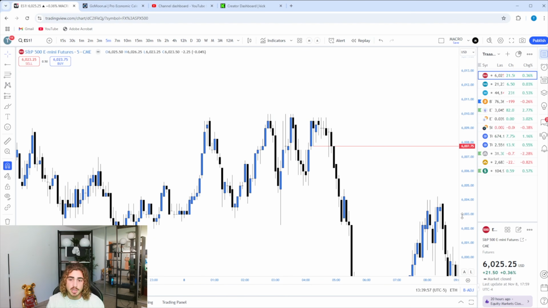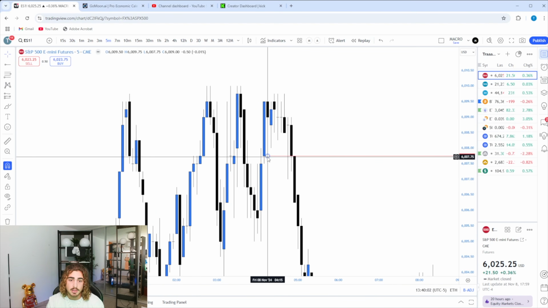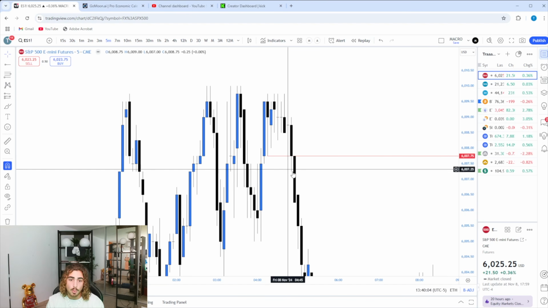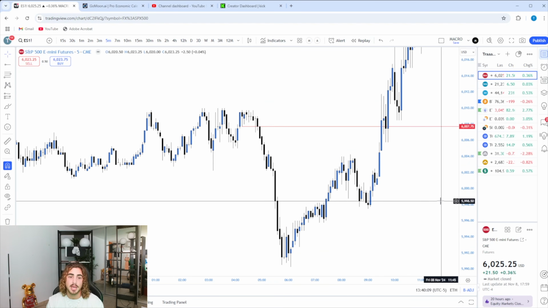So when do we break structure? Do we break structure on this candlestick? No, because this candlestick didn't close underneath this. It was equal with this low. When do we break structure? On this candlestick right here, and then boom, we can see price ends up moving down.